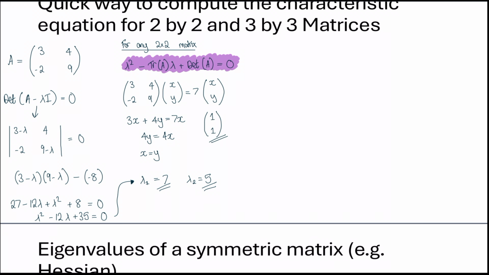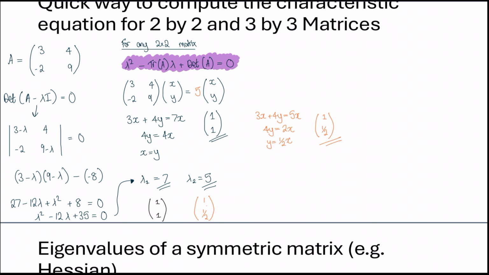And to work out an eigenvector for the eigenvalue 5, we will just now sub in 5 into here. And so to get 3x plus 4y is equal to 5x. So 4y is equal to 2x. So y is equal to a half x. So one possible eigenvector would be 1 and then a half. Cool. Hopefully that makes sense.